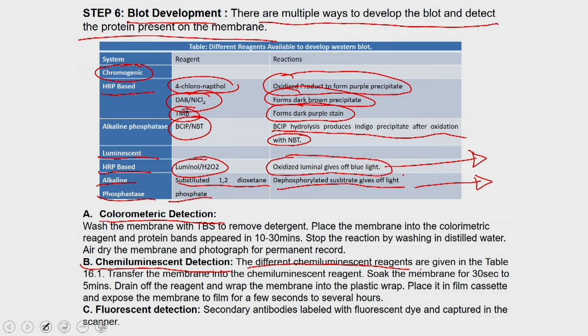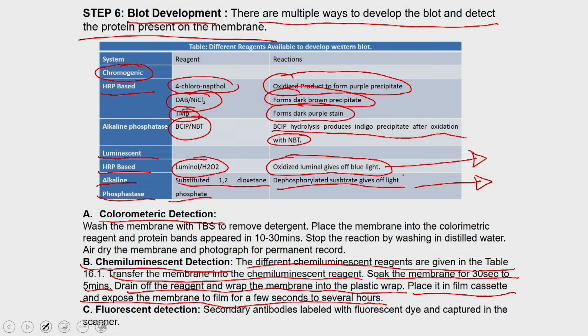The different chemiluminescent reagents are given in the table. You transfer the membrane onto the chemiluminescent reagent, soak the membrane for 30 seconds to 5 minutes, drain off the reagent, wrap the membrane in plastic wrap, place it in a film cassette and expose the membrane for a few seconds to several hours.